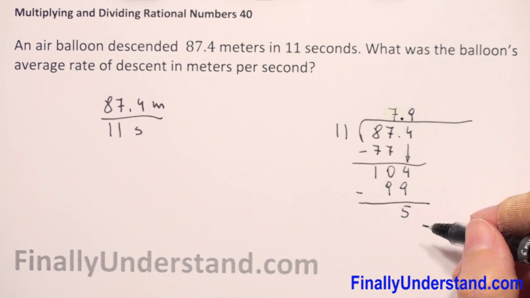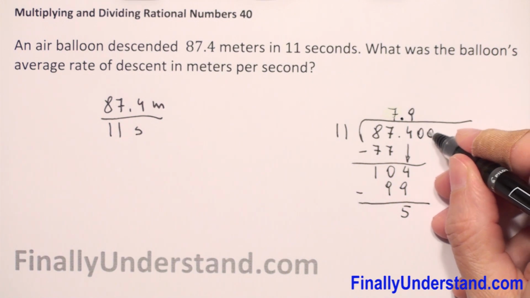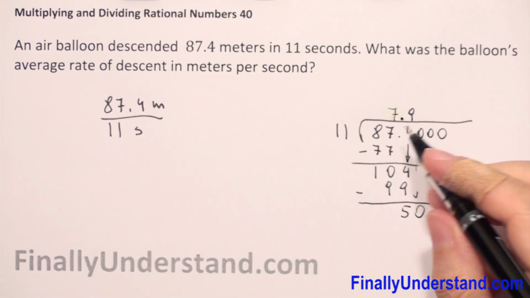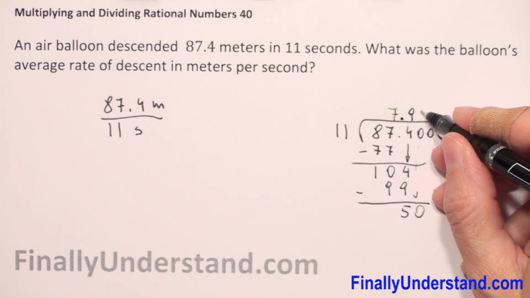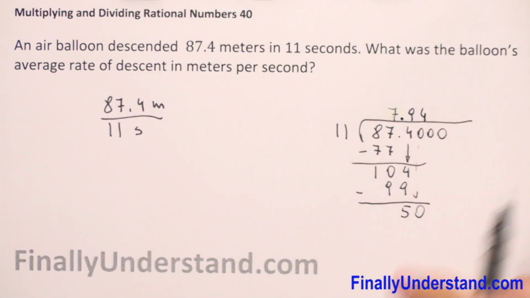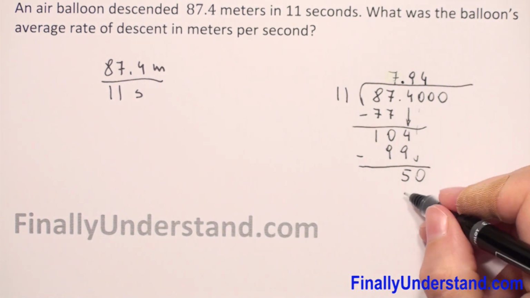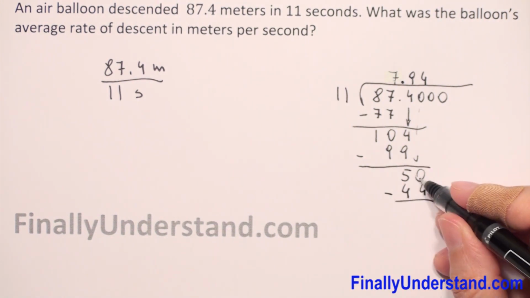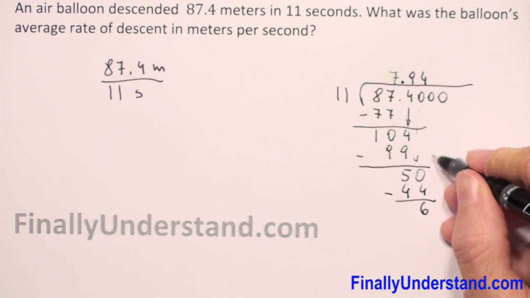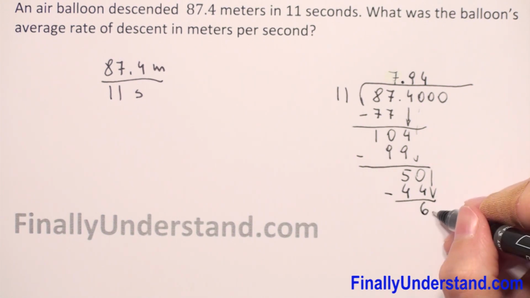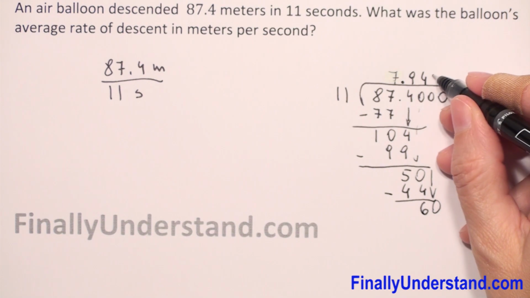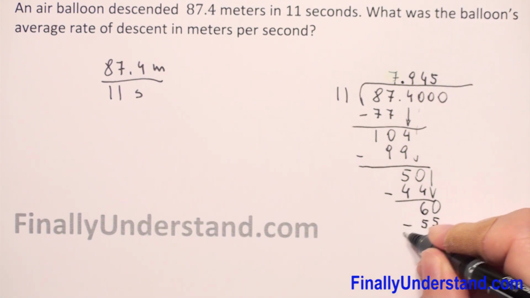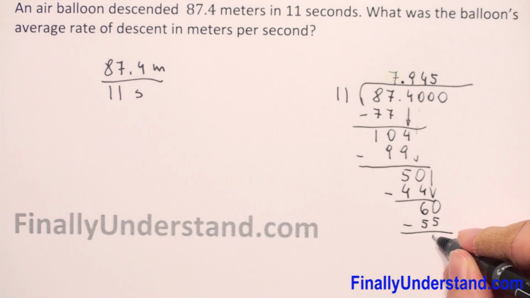We didn't finish the long division. We can add a few zeros. We take down the next 0, so we have 50 divided by 11. It will be 4. 4 times 11 is 44. Subtraction, so 50 minus 44 is 6. We take down the next 0, so it will be 60 divided by 11, which is 5. 5 times 11 is 55, subtraction. 60 minus 55 is 5.